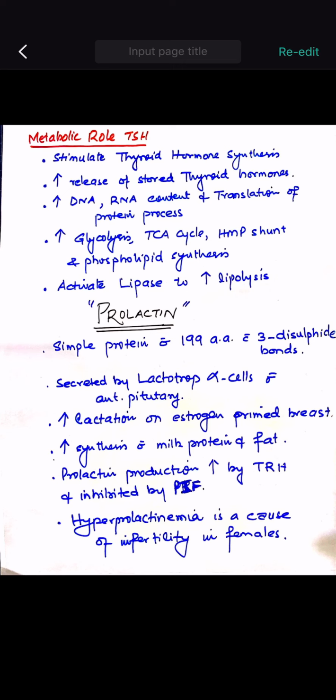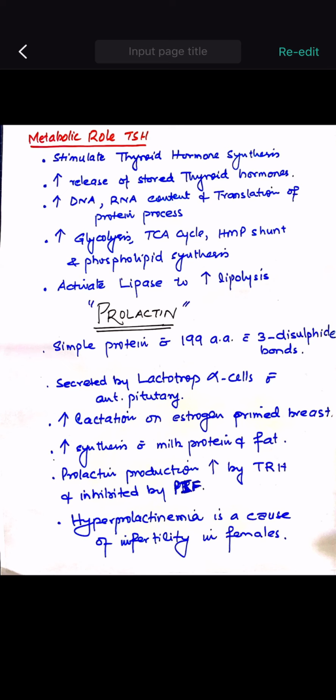Then comes prolactin. Prolactin is a simple protein which contains 199 amino acids with 3 disulfide bonds. It is secreted by lactotropes, alpha cells of the anterior pituitary. We already know that it increases lactation on estrogen primed breasts, where estrogen receptors are upregulated. It increases the synthesis of milk protein and fat. Prolactin production is increased by TRH and is inhibited by the prolactin inhibitory factor.